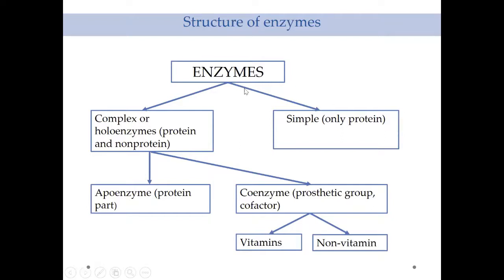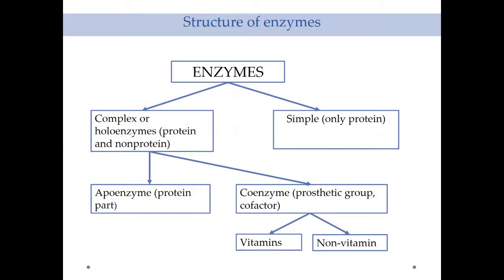Same as proteins, they are divided into two groups: simple proteins, or we say simple enzymes, which consist of only amino acids, and complex enzymes. Complex enzymes consist of a protein part, a sequence of amino acids, and a non-protein part. Complex enzymes, as you see in this picture, are divided into two groups. It is the protein part and the non-protein part. The protein part is called apoenzyme. The non-protein part is coenzyme. Both of these parts together, the complex protein, will be called holoenzyme.